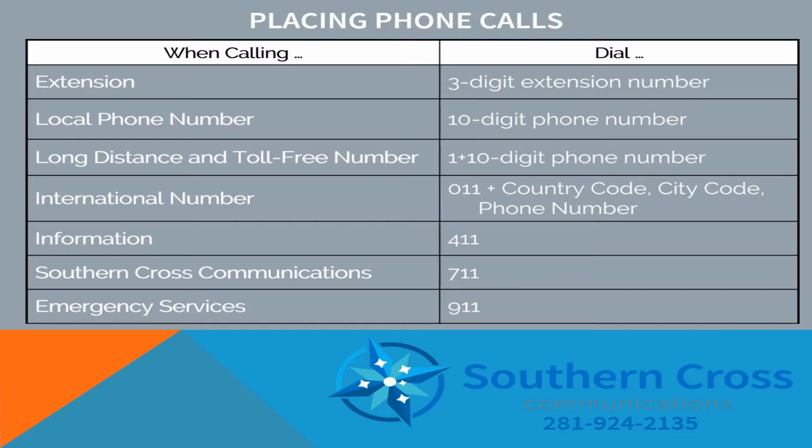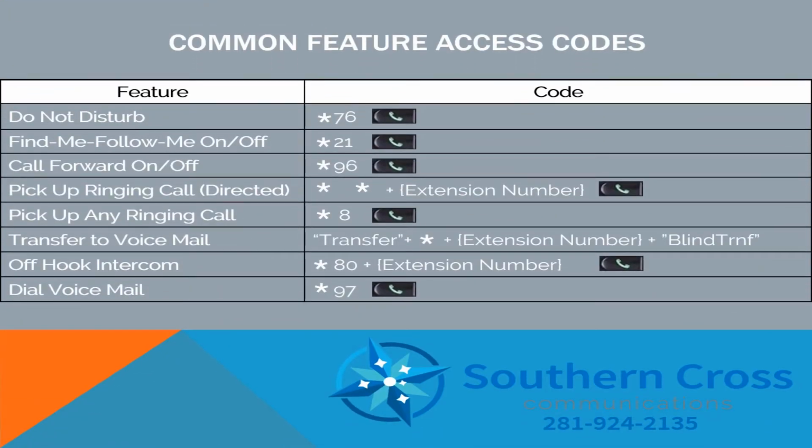The system is also configured in programming to recognize 411, 311, 211, and 911 services and route accordingly. In most cases, for Southern Cross Communications customers, dialing 711 will connect you directly to our office. Feature access codes are common for most telephone systems, usually for infrequently used features.